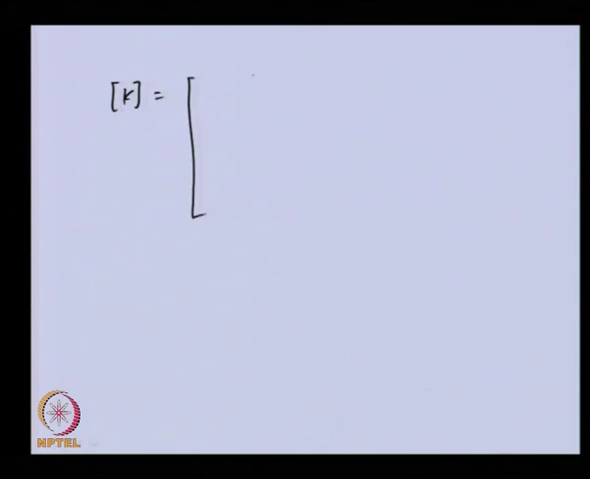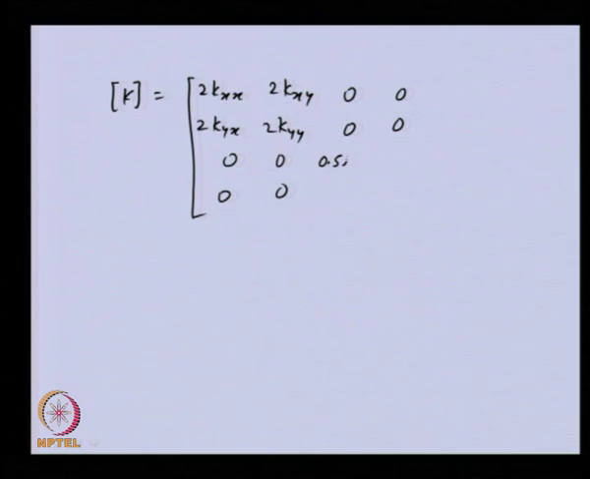Earlier this stiffness matrix had only diagonal terms. Now because of cross coupled terms we have off diagonal terms also. And these terms correspond to the moment balance.